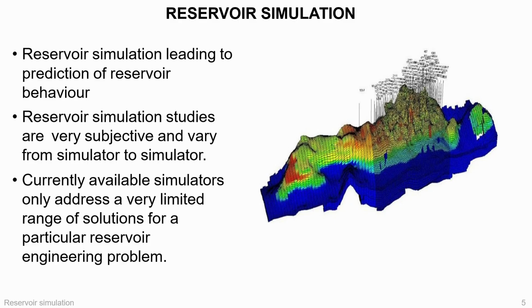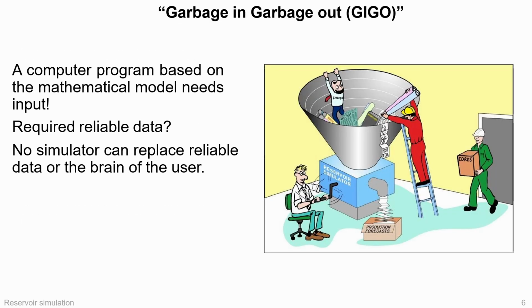So whenever you see simulation results, you should ask, what assumptions were used, what data supported the model, and what uncertainties remain? This slide gives one of the most important warnings in all of simulation. A computer program based on a mathematical model needs reliable input. No simulator can replace reliable data or the brain of the user. In other words, if poor data goes into the model, poor results will come out.